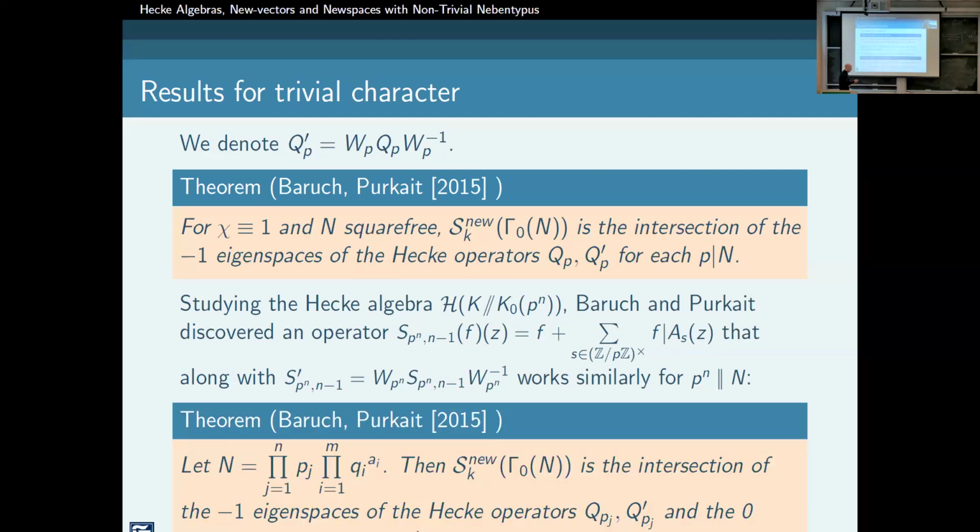And so this is their theorem, which says that if basically you use QP and QP prime, and this new operator that they found, and its conjugate, and you take their 0 and -1 eigenspaces, then if you intersect these eigenspaces corresponding to these eigenvalues, this is exactly the space of newforms.